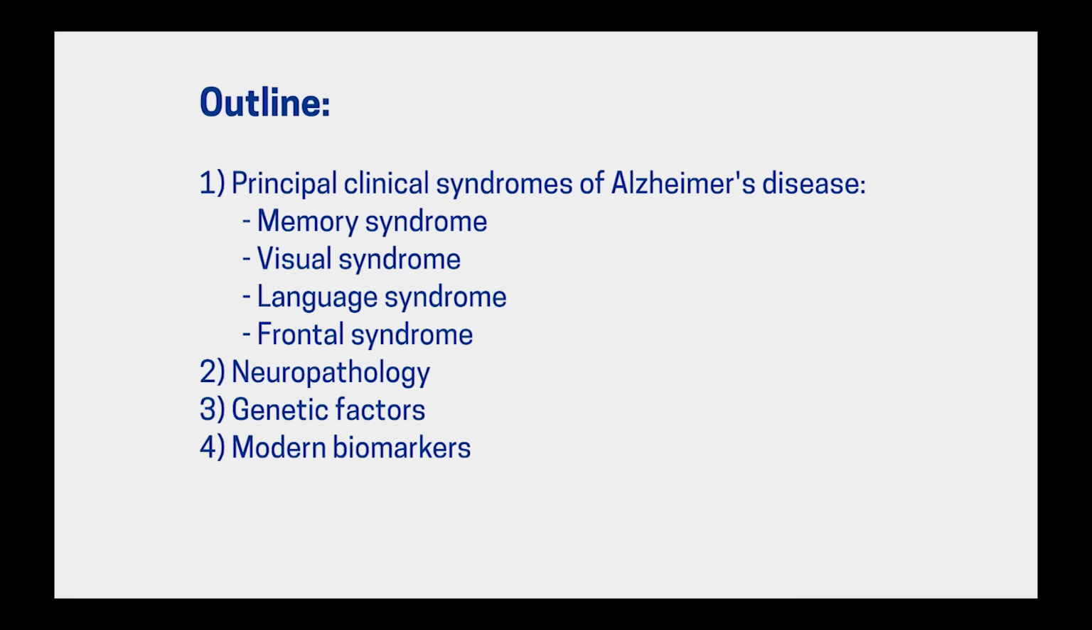These are 4 of the most common ways. It could be a memory syndrome, and I'll talk about that in a little bit, a visual syndrome, a language syndrome, or a frontal lobe syndrome. Then we will dive a little into neuropathology, to discuss the findings that Alois Alzheimer described. We'll talk about some of the genetic factors of the disease, and then finish with some of the modern biomarkers, or techniques to test for this disease in our current day and age.